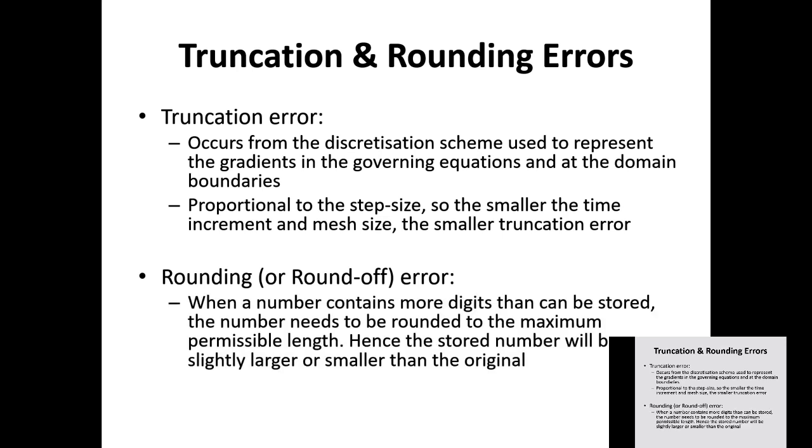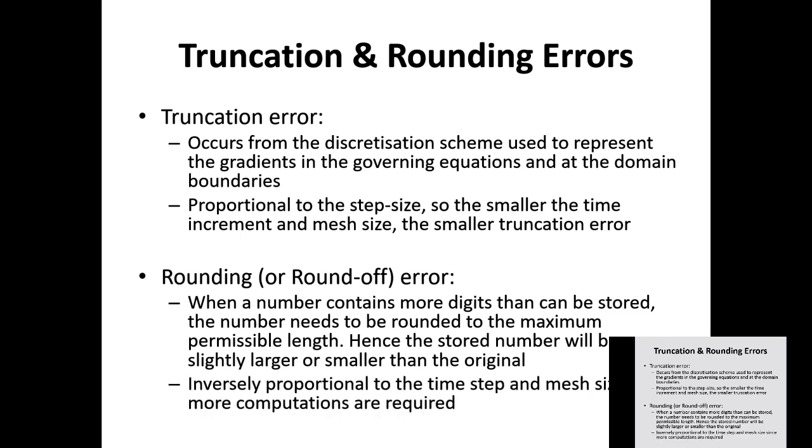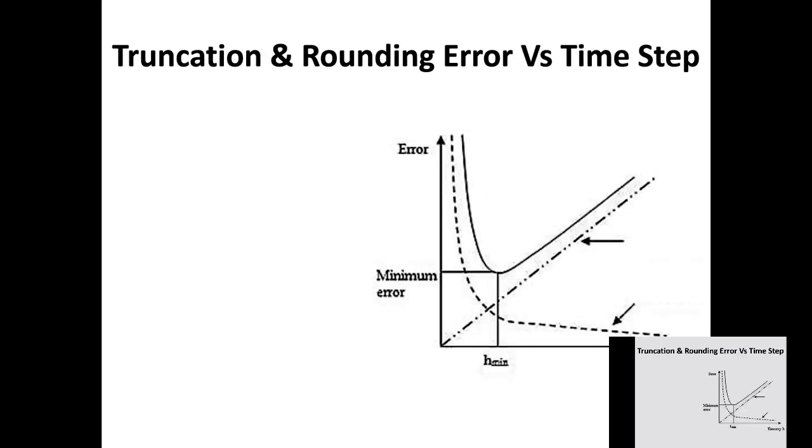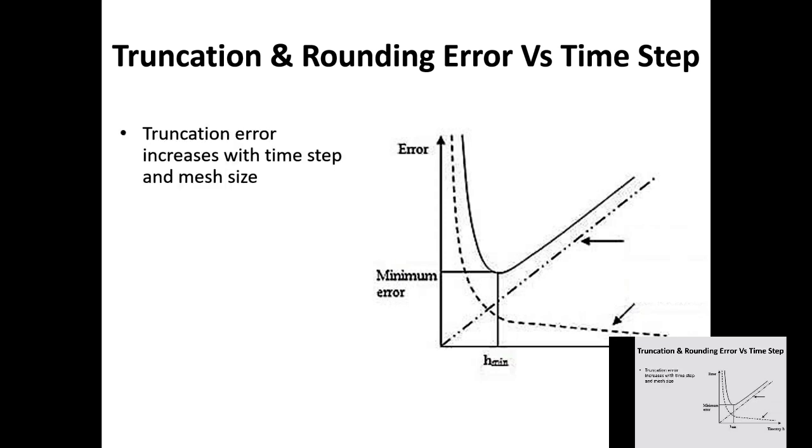And your rounding off error can be minimized by going double precision rather than single precision. Right? Okay, so this is a representation of both the errors.